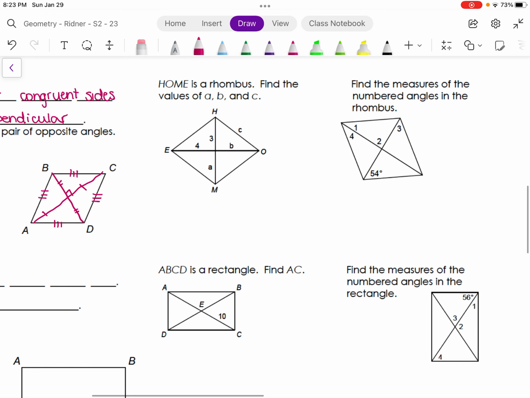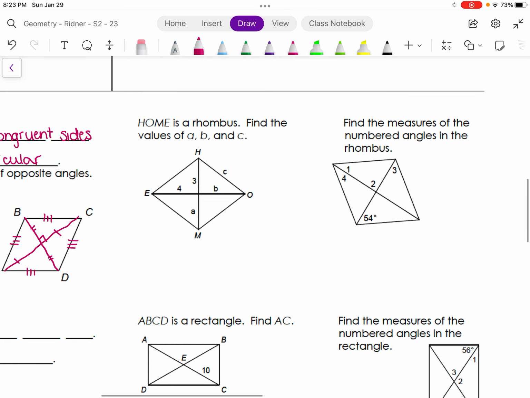All right, let's look at some examples. HOME is a rhombus. We want to find the values of A, B, and C. Okay, so if this is 3, A also has to be 3. If this side is 4, B has to be 4.